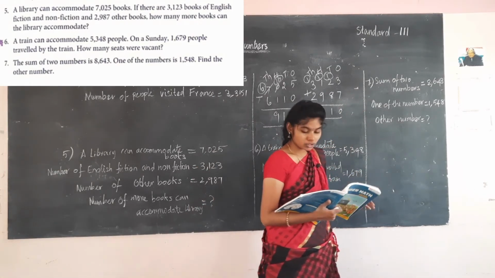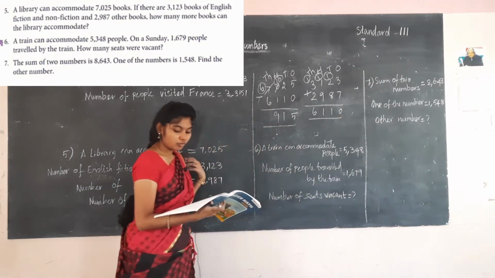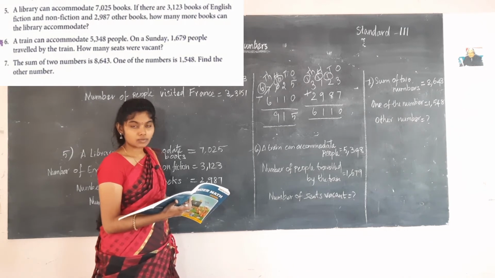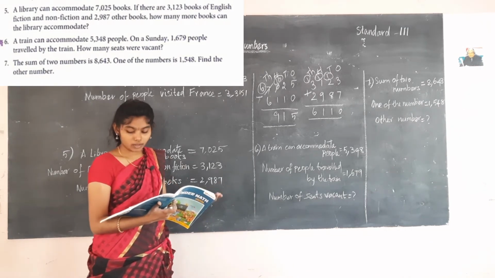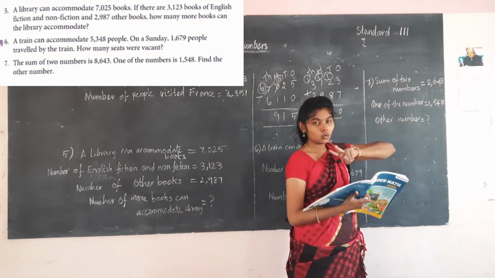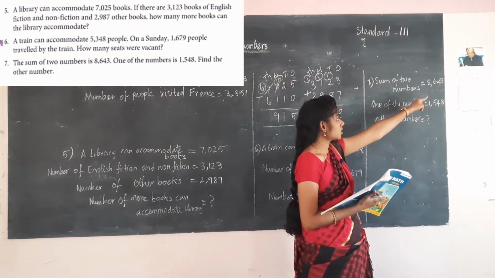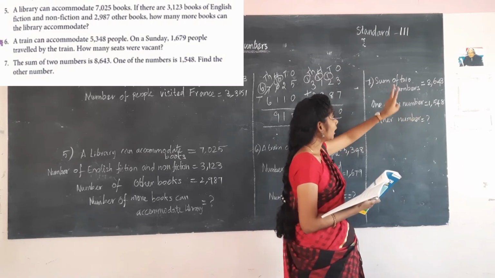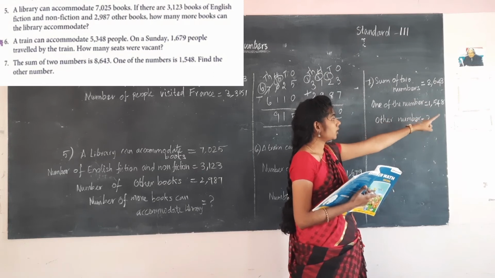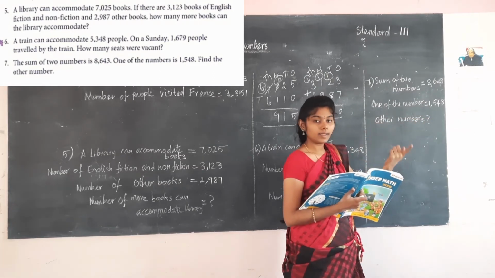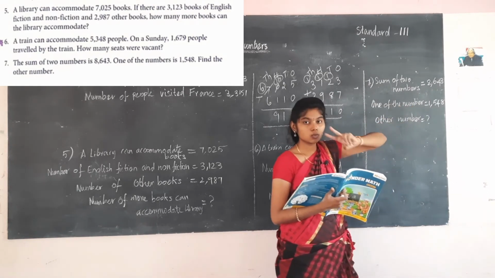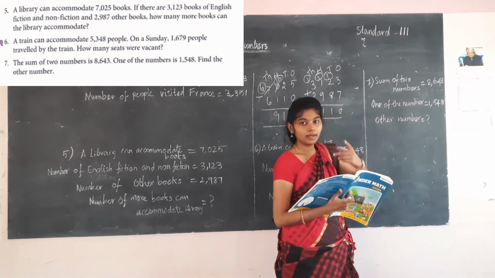So now the 7th question we are going to see. The sum of two numbers is 8,643. One of the numbers is 1,548. Find the other number. So here the sum of two numbers is given. Adding the two numbers, you will get the answer 8,643. And in those two numbers, one number is given for you, that is 1,548. So you are going to find the other number.